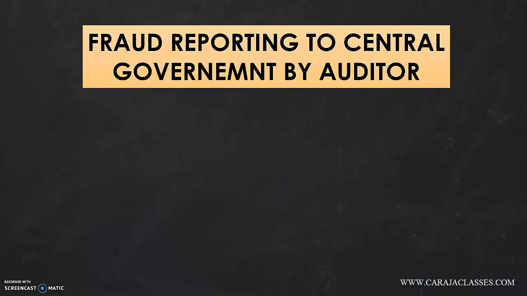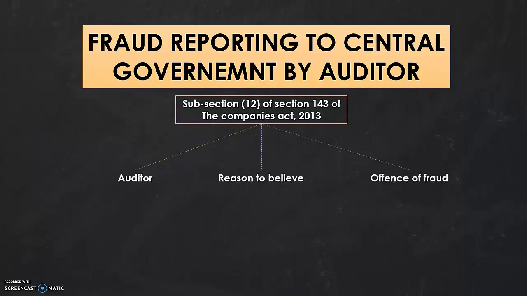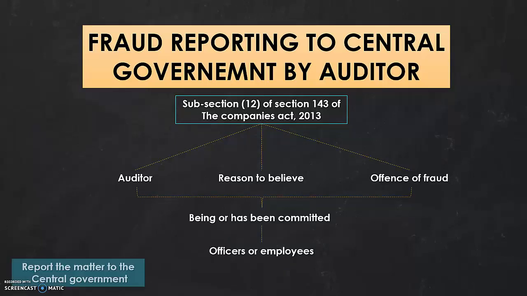In this session, let us understand about reporting of fraud to central government by auditor. This is provided in section 143 subsection 12 of Companies Act 2013. Auditor in his course of audit comes across, or if he has reason to believe an offence of fraud has been committed or is being committed by officers or employees, then auditor should report that matter to central government in a prescribed format within the prescribed time period.